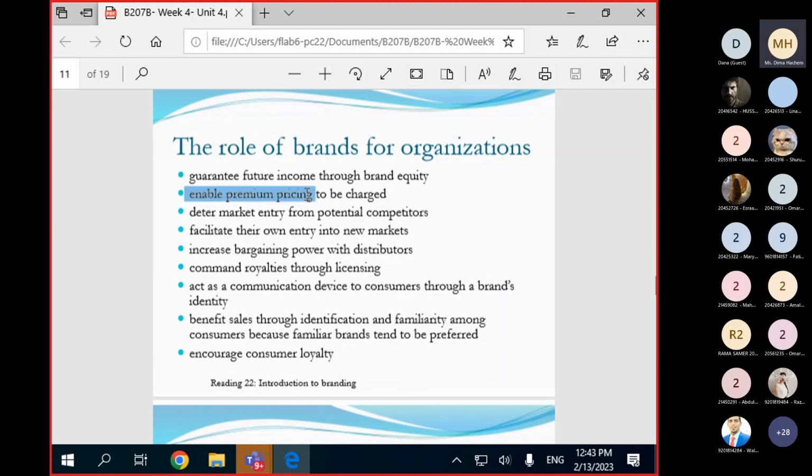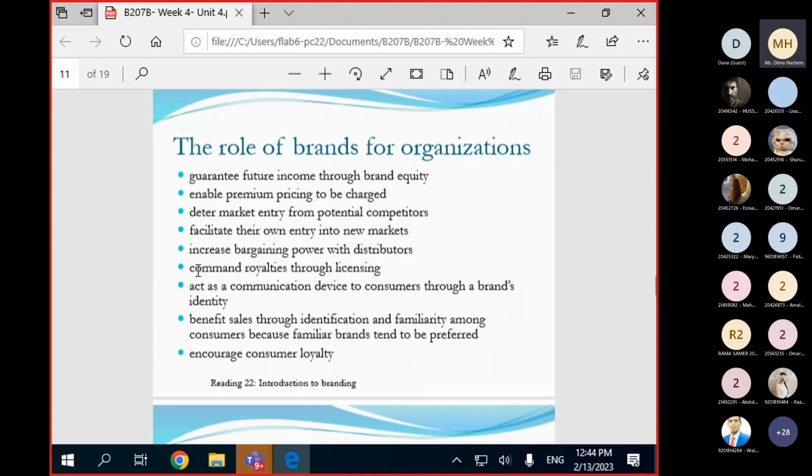It enables the premium pricing to be charged. It enables the company to price the product more than other products. It guarantees the future income. It deters market entry from potential competitors. It becomes more difficult for competitors to enter because now they also have to create and build their brands. It facilitates their own entry into new markets, like global markets. It increases bargaining power with distributors. So even with distributors, if you are a very good brand, you have more power with distributors, with suppliers, even with consumers, you have more power.